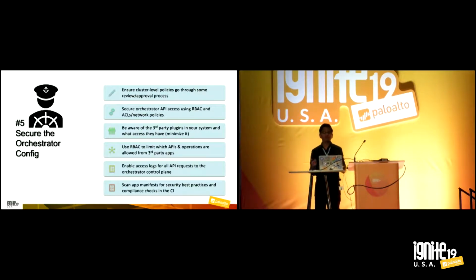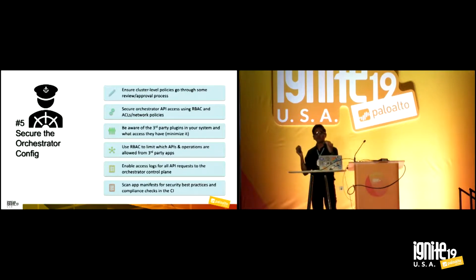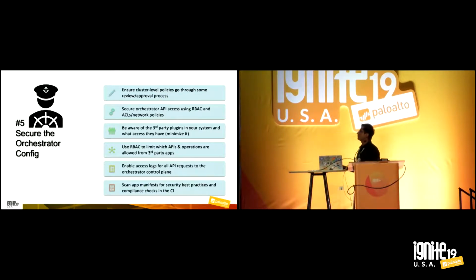In the Kubernetes ecosystem, there's a lot of third-party tools, a lot of CNIs, a lot of container runtimes. You need to make sure that what you're using, you trust them. Don't use anything cool you hear about on the internet. Use RBAC to limit API access, as I mentioned, but this also applies to third-party apps.